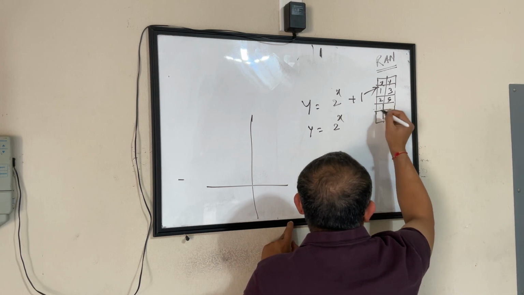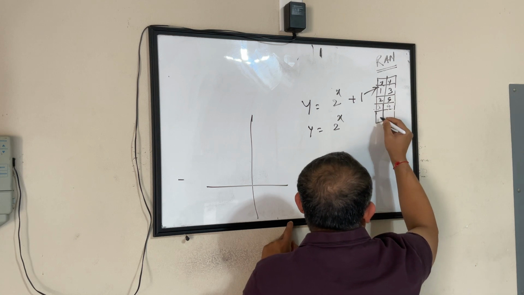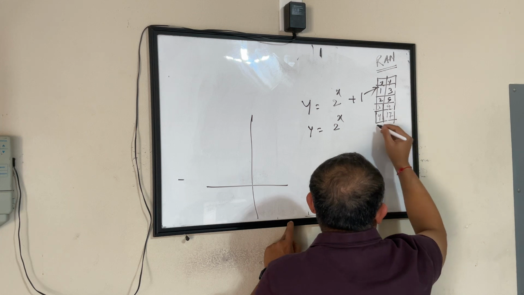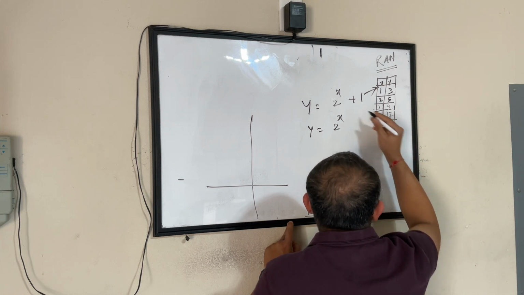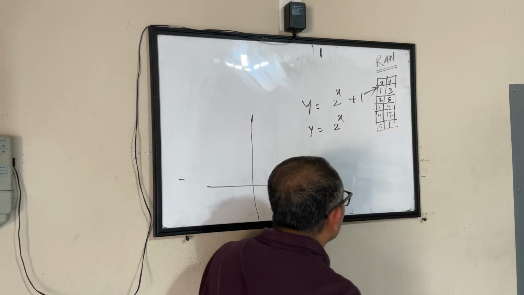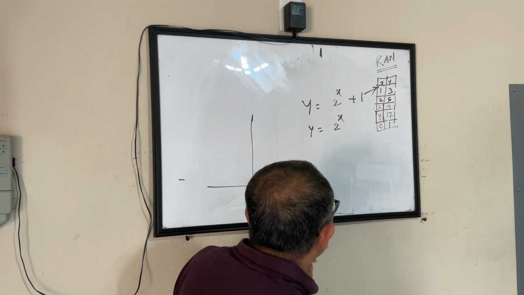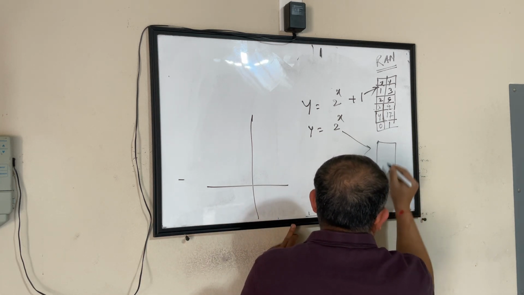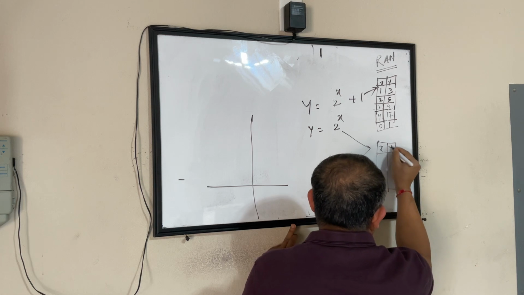3 is 8 plus 1, 9. 4 is 17. 0 is 1. Okay. Now let's look at this one. When I'm looking at this, what is the behavior that we see here?